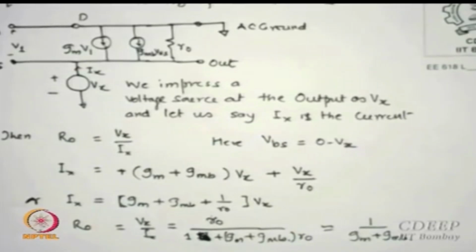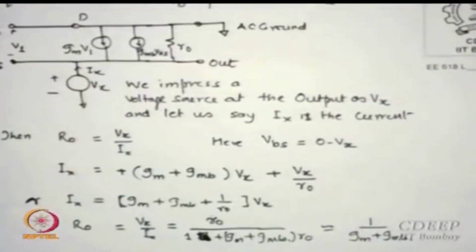In case GMB is also not given to you, many times I may say there is no back gate bias, and in that case it is only 1 upon Gm. Please remember R0 is sitting there, essentially R0 is across 1 upon Gm, and whichever is smaller will dominate, since 1 upon Gm will be smaller compared to R0. So one can say typically diode connected loads give you a resistance of 1 upon Gm and not R0 as we thought. That is the issue which I wanted to raise.